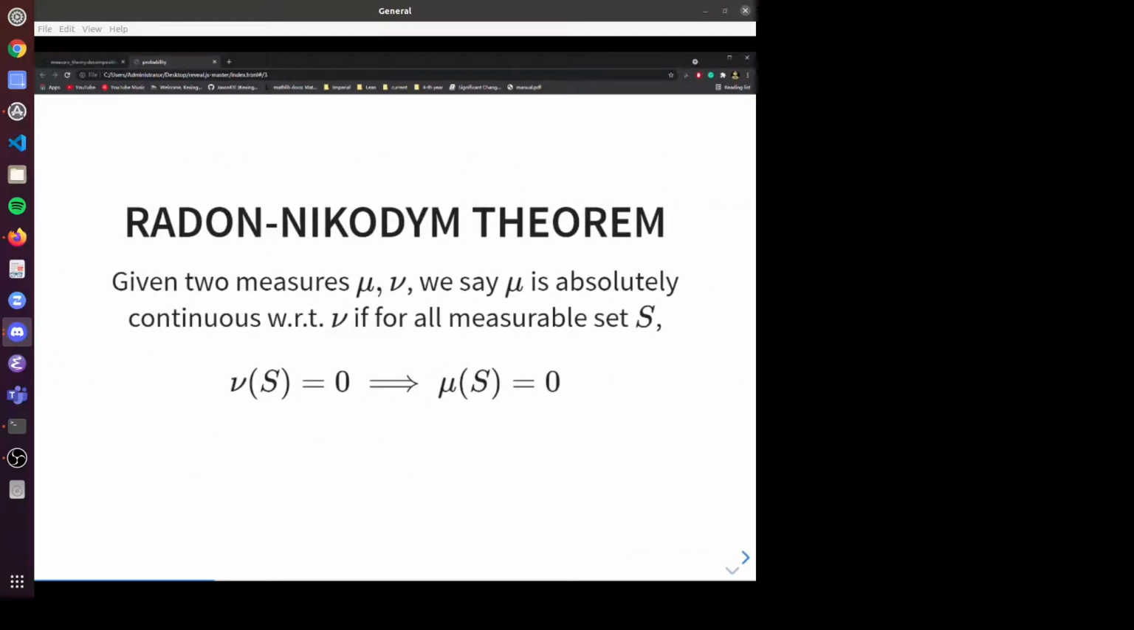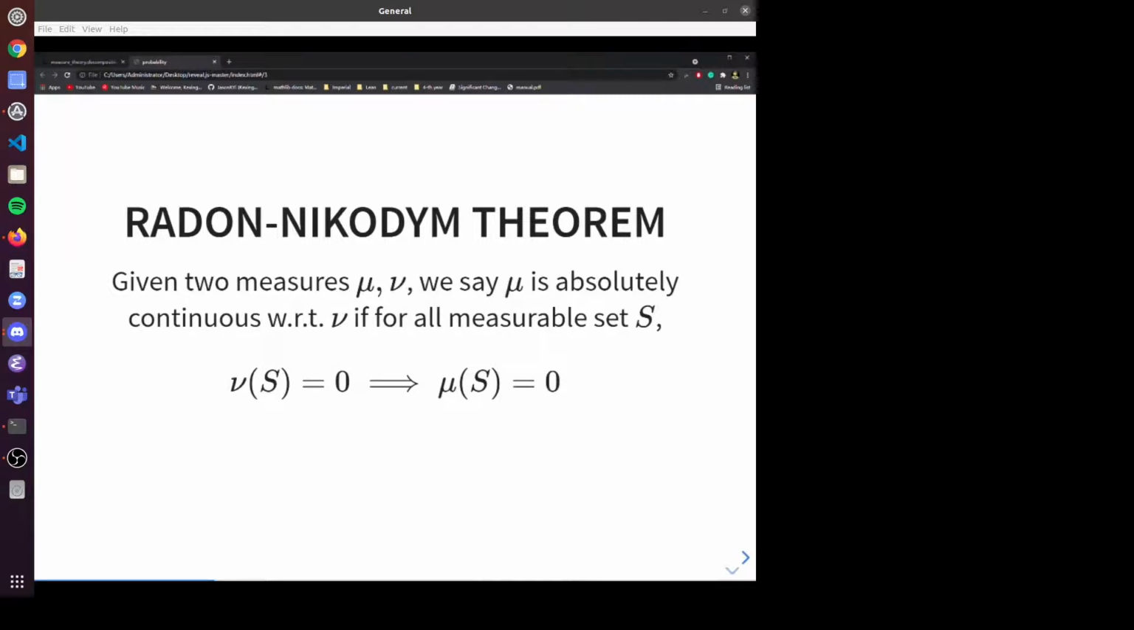So with that definition in mind, we can talk about what the Radon-Nikodym theorem states. Given two measures, mu and nu, we say mu is absolutely continuous with respect to nu if for all measurable sets S, nu of S equals 0 implies mu of S equals 0. In this sense, mu is somehow less than nu. If mu is less than or equal to nu in the function sense, then since the measure is non-negative, if nu maps S to 0, then of course mu will map S to 0 as well.